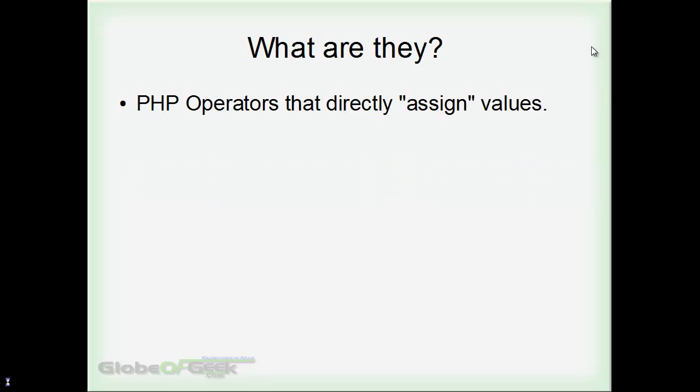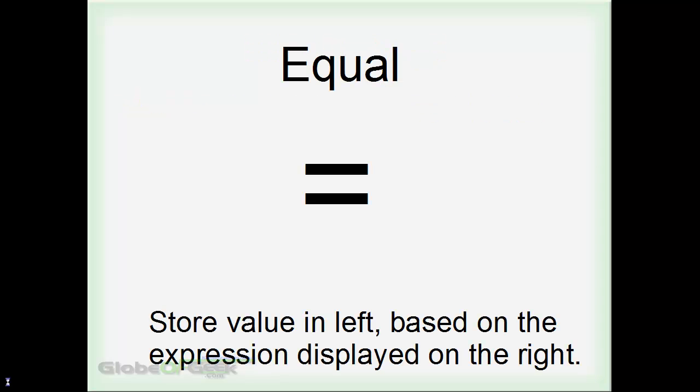Moving on to the next segment of the operator unit here, and we're focusing on assignment operators today. So let's get started. What are assignment operators? Well, again, in their name, they are meant to assign values. And conveniently, they come in pretty much one main sign that you probably recognize. It's known as the equal sign. It stores the value on the left based on the expression displayed on the right.